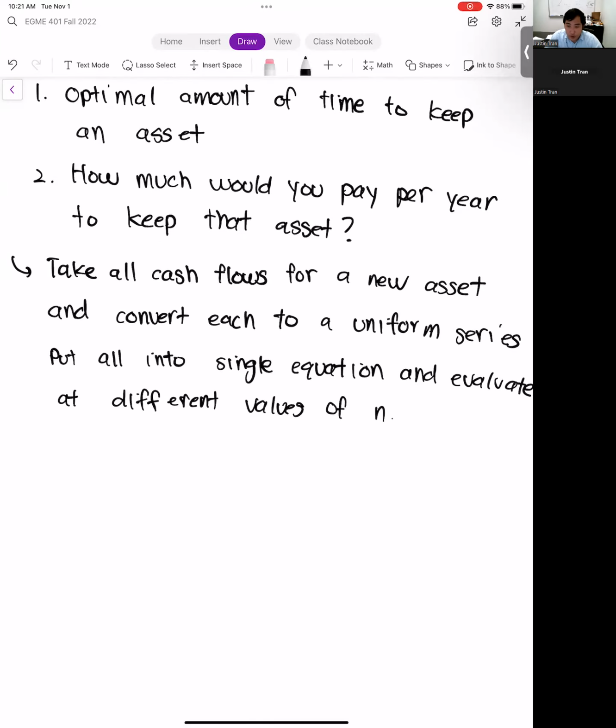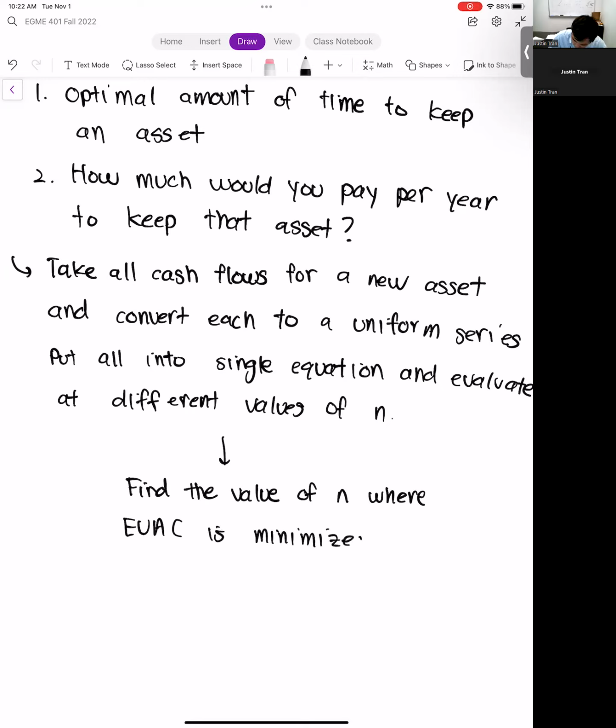All right. And so you're going to evaluate at different values of n, and you're going to do that until you find the minimum. Okay. And then that value of n is going to be your economic life. And then the corresponding value of EUAC, that's going to be the yearly cost of ownership.